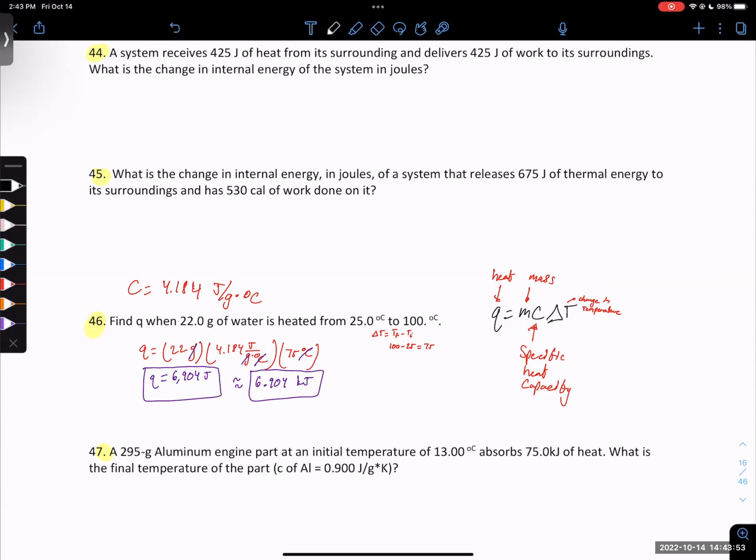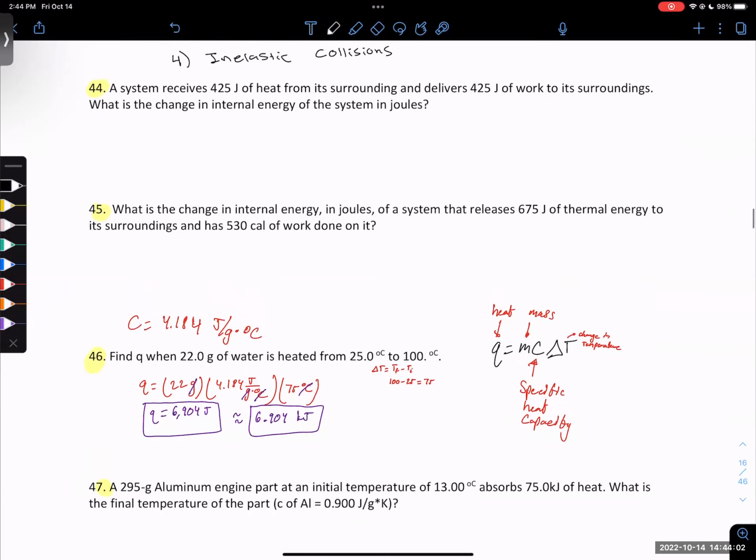Okay, so it says that the system's receiving 425 joules of heat from the surroundings. Is that going to be positive or negative? All right, so delta E equals plus 425. And then it's delivering 425 joules of work to its surroundings. Is that positive or negative? We all agree on that, right? Okay, so minus 425.